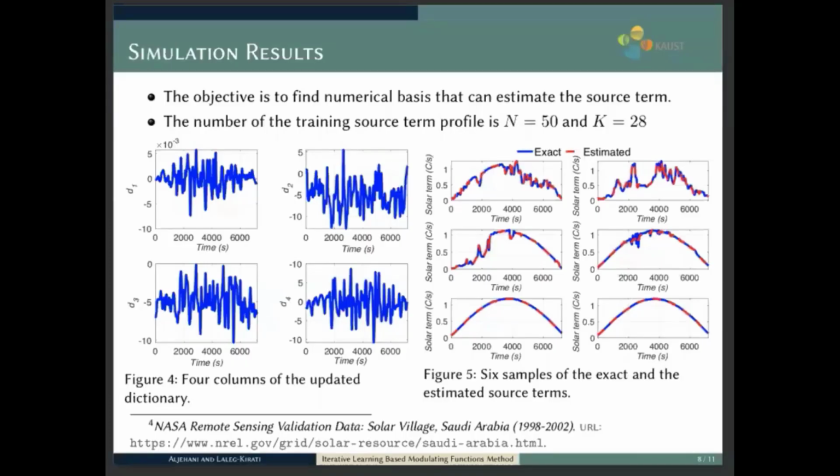Here are the results of the training procedure. We considered 50 profiles of real solar irradiance, and we selected the number of bases to be 28. Figure 4 shows the result of the updated dictionary, and Figure 5 shows 6 profiles of the source terms.